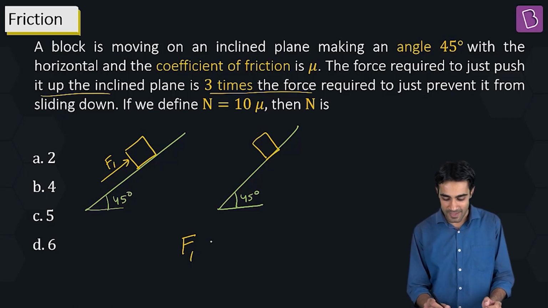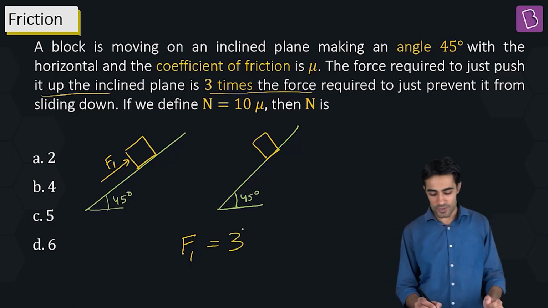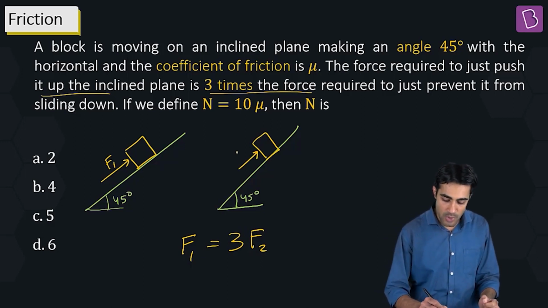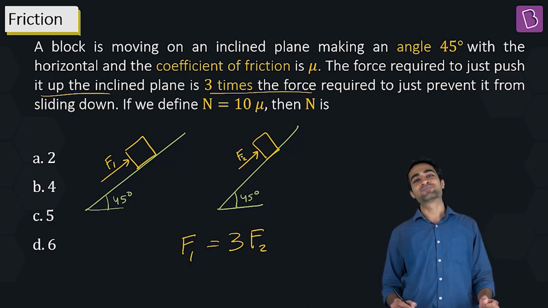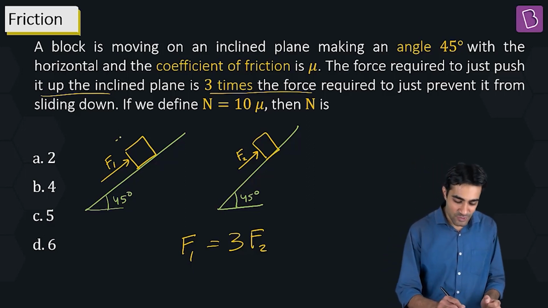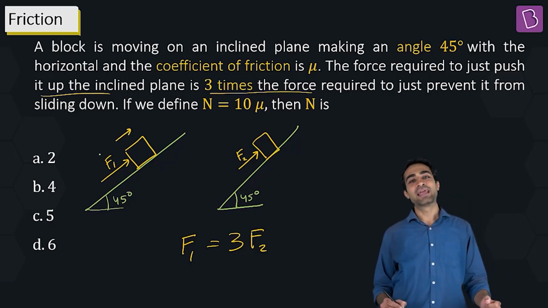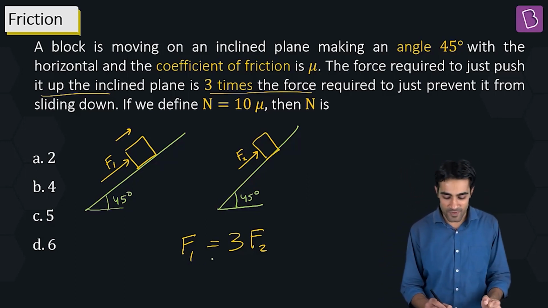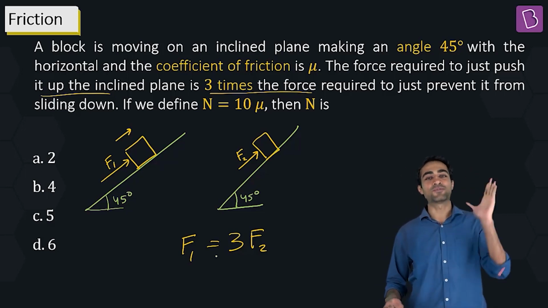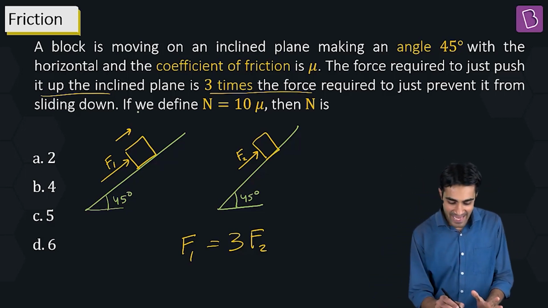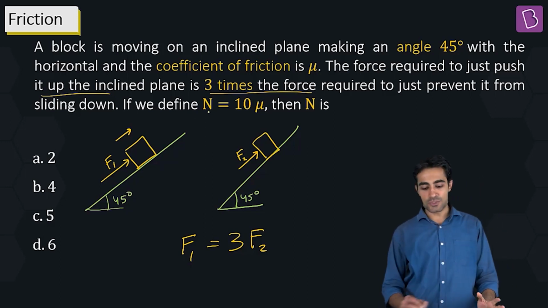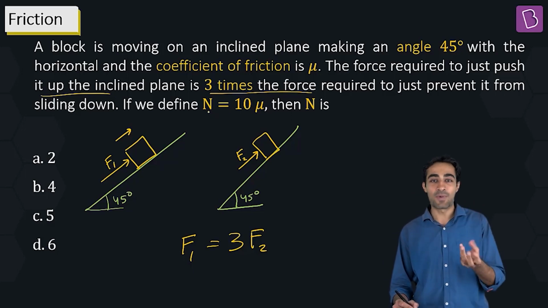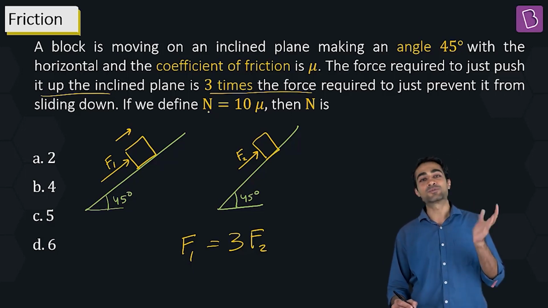So this force F1 is 3 times another force F2, which is required to just hold the block on this inclined plane. In the first case, we are pushing this block up. In the second case, we are preventing it from sliding down. And F1 is given to be 3 times F2. Great. If we define n equals 10 times mu, then n is... So we have to find this number n, which is 10 times mu.